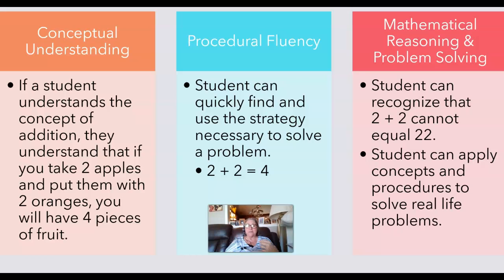Procedural fluency would be giving them a strategy to solve the problems very quickly and easily. And the more quickly they do that, they get into understanding algorithms, which, of course, would be how you express it in numbers. Mathematical reasoning is their ability to understand, for example, that if they accidentally put in wrong numbers and got a crazy answer, it couldn't possibly be right. So then they can visualize that 2 plus 2 can't equal 22. And problem solving, of course, would be putting your concepts and your procedures together in order to be able to solve problems in real life.